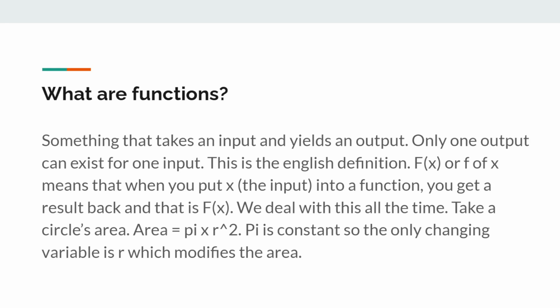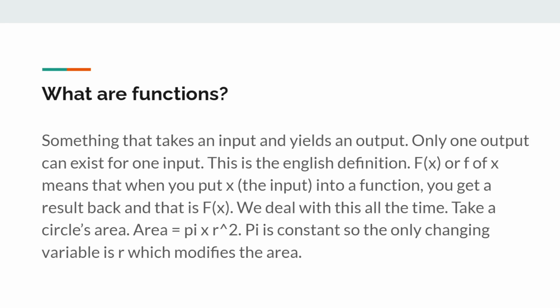So only one output exists from one input. That means if you put one potato in, you can't get either a baked potato or mashed potatoes. You can only get one. I don't know if you can make mashed potatoes with baked potatoes, but the point is that you can't get two separate things. Once you put one input in, you will always get the same output.